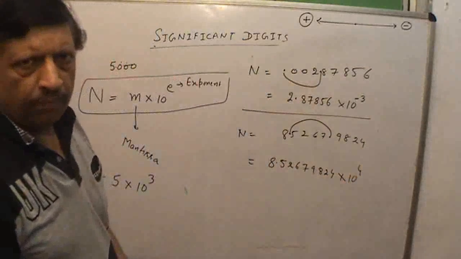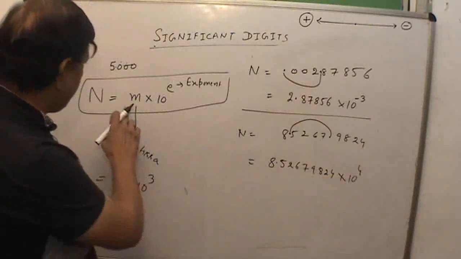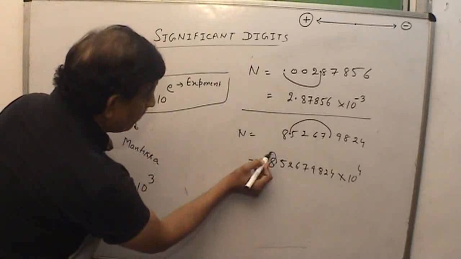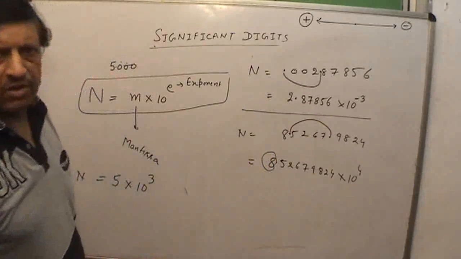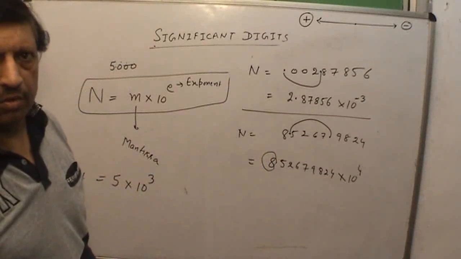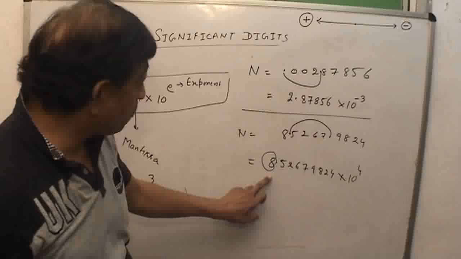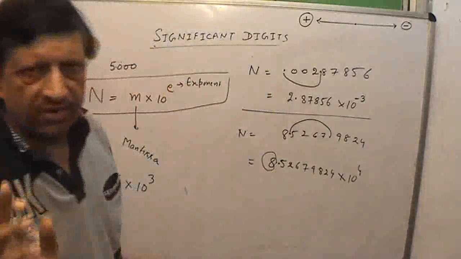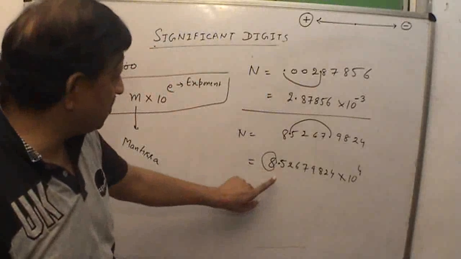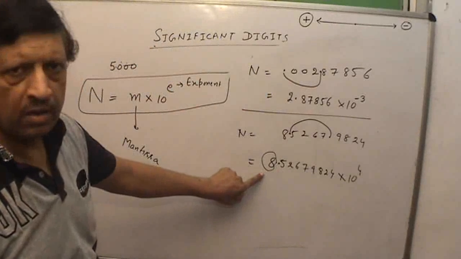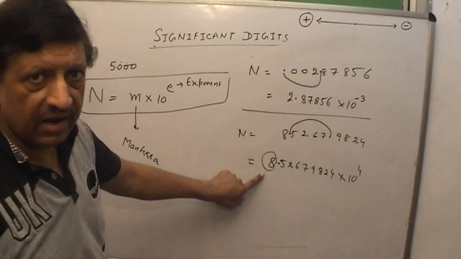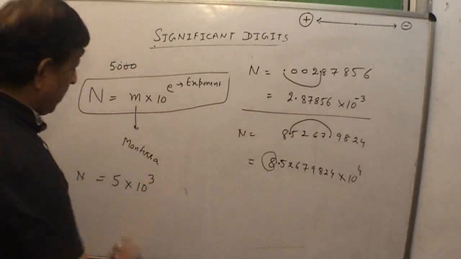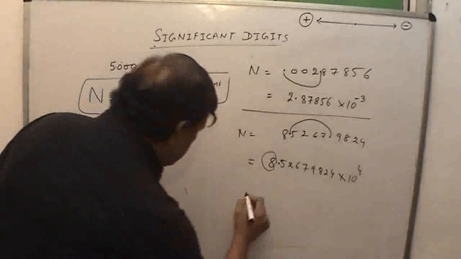In the normal form, the value of the mantissa is from 0 to 9. We can't place 2 digits before the decimal. We always keep only a single digit before the decimal, and that is the normal form. But we can also write in this way, in the exponent form.